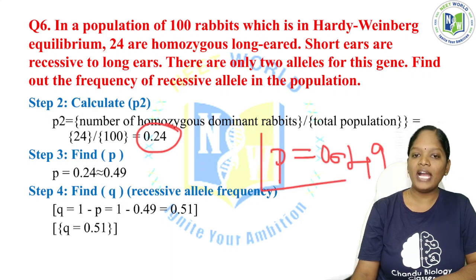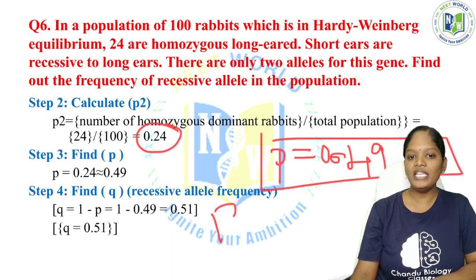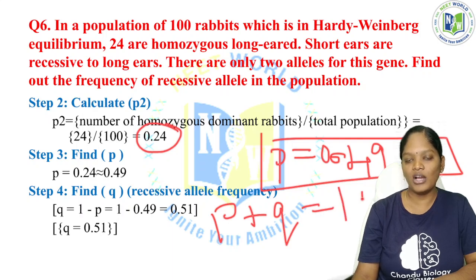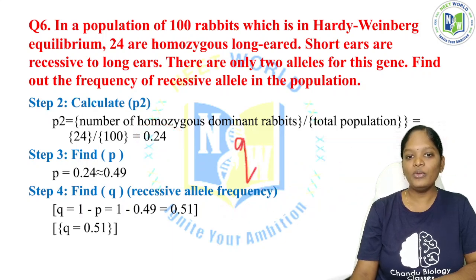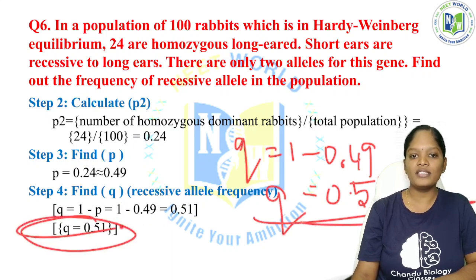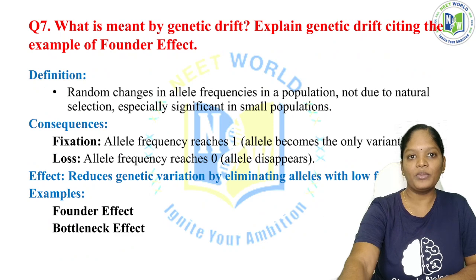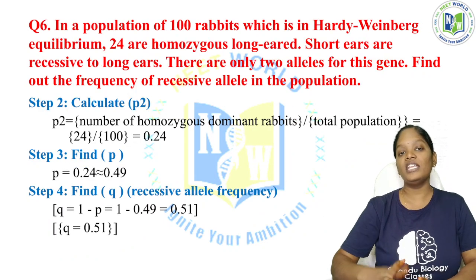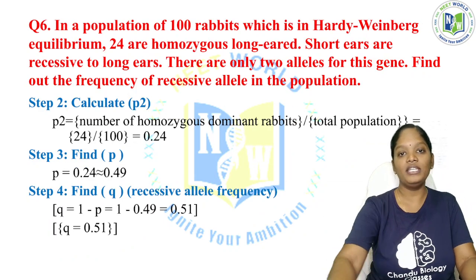If we identify the p, we can easily identify q, because p plus q is equal to 1 is a formula of Hardy-Weinberg equilibrium. Now q is equal to 1 minus 0.49, so it is equal to 0.51. So this is the value of q, the recessive allele frequency. So this is the Hardy-Weinberg equation, another important concept.